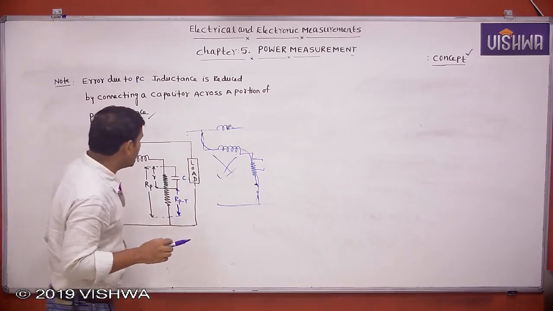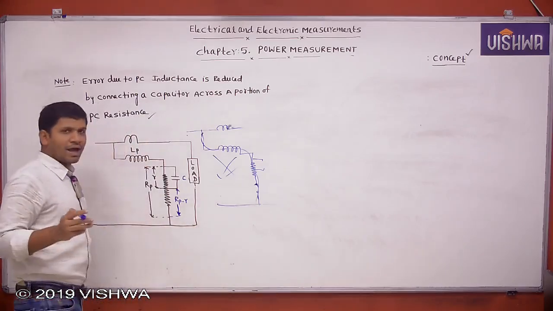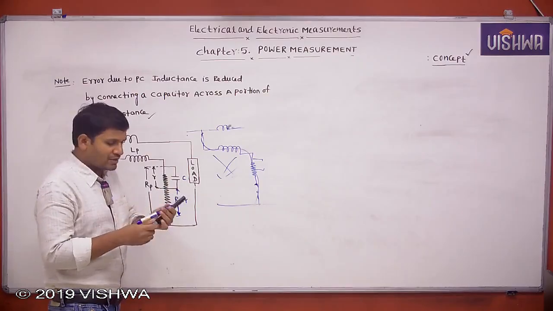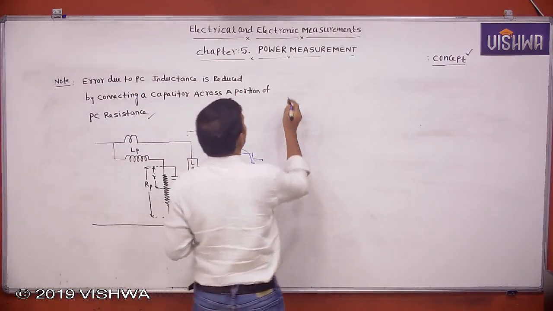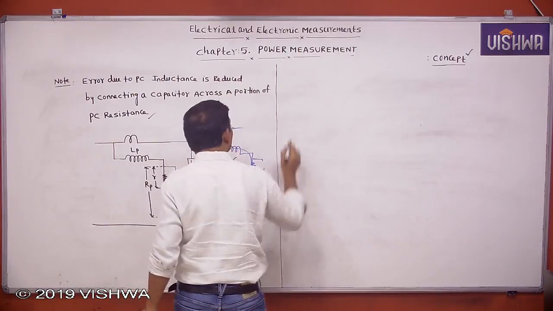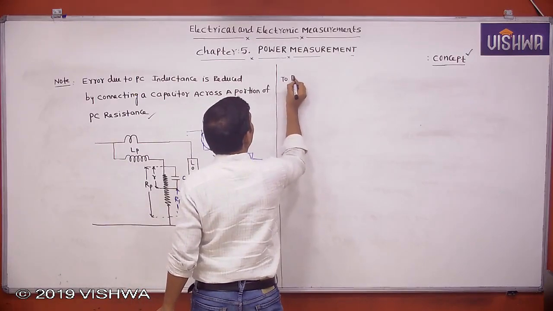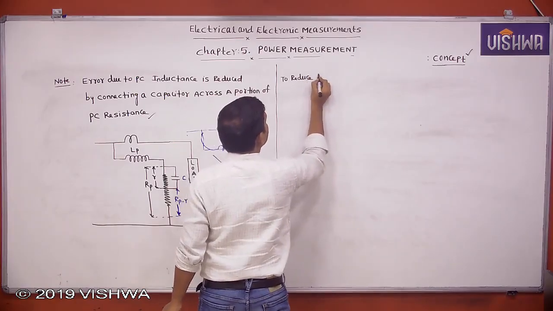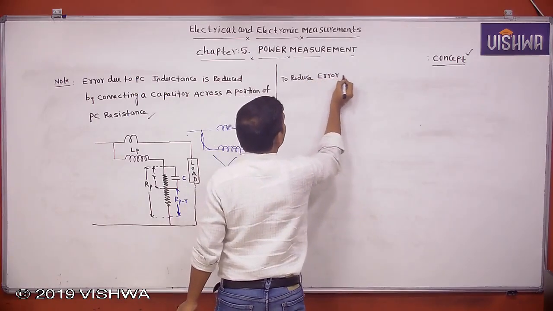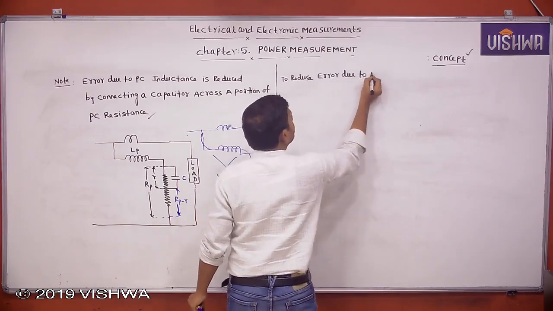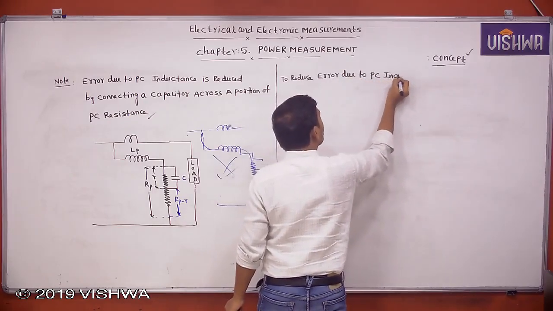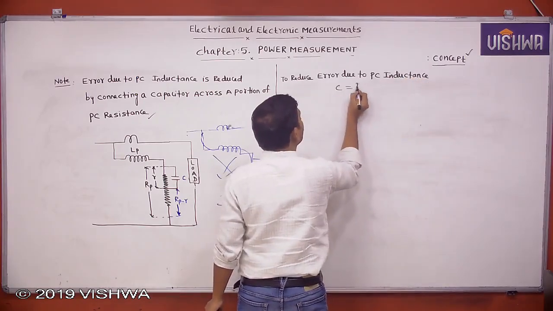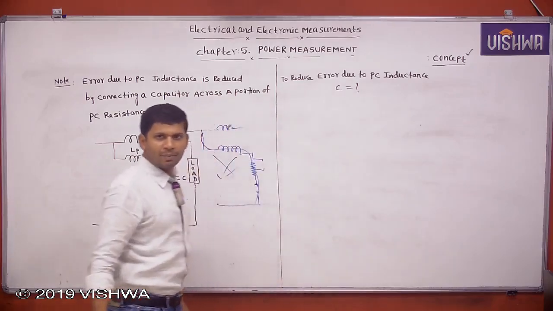Now the question is, to reduce the error due to pressure coil inductance, what value of capacitance can you connect? That is the design of the capacitance value.